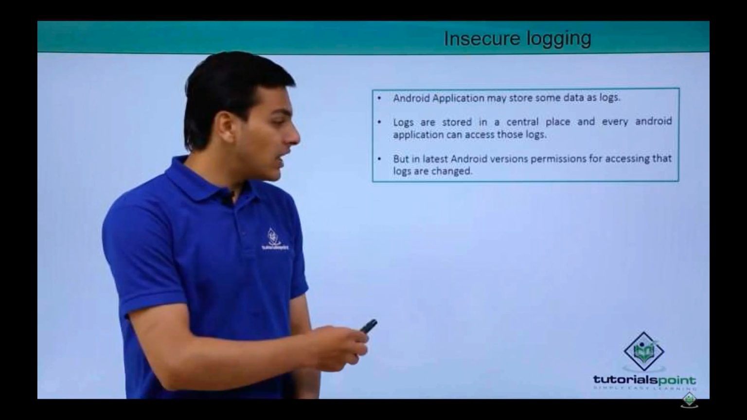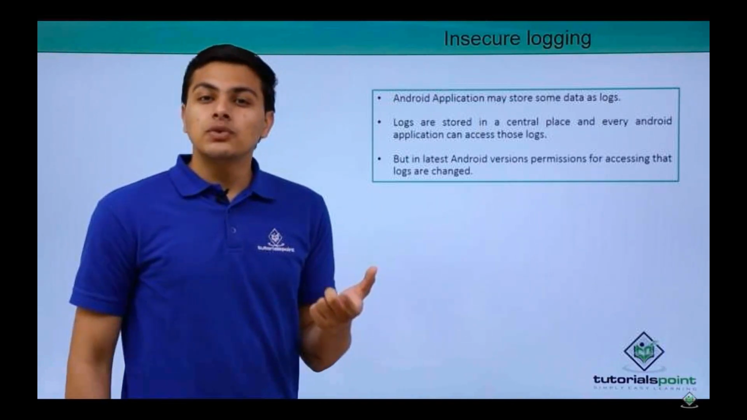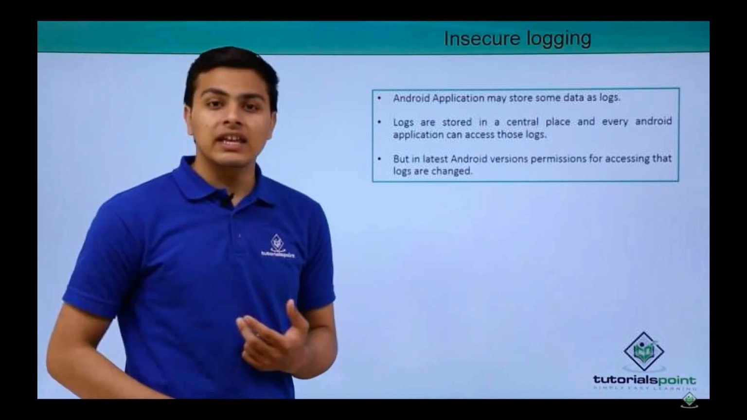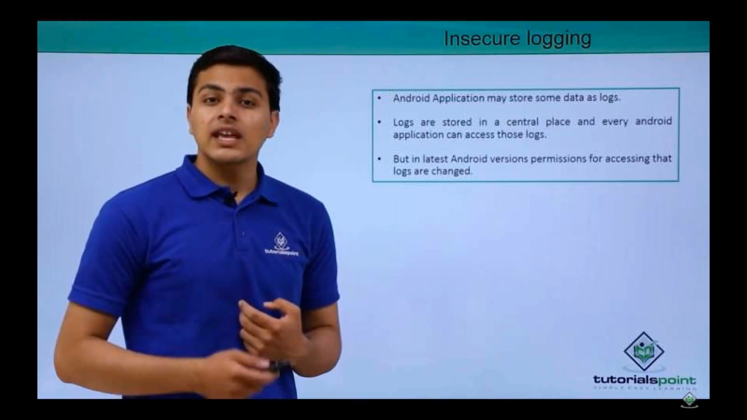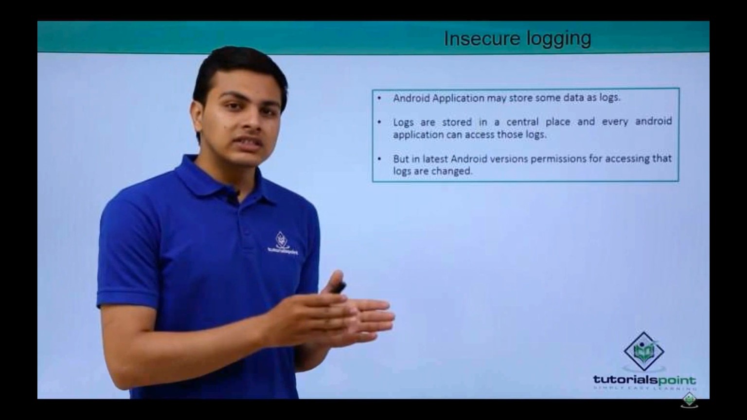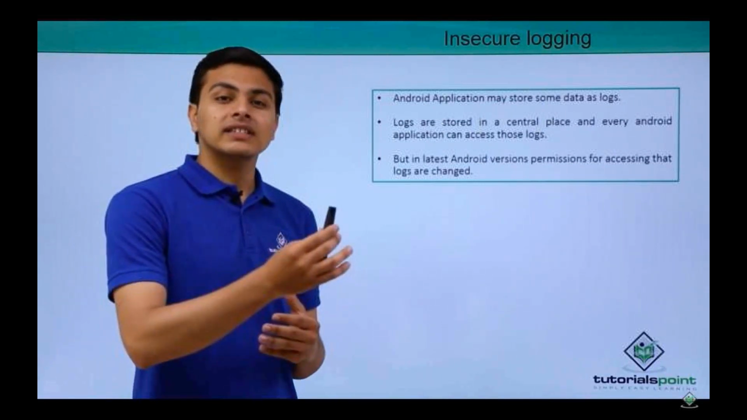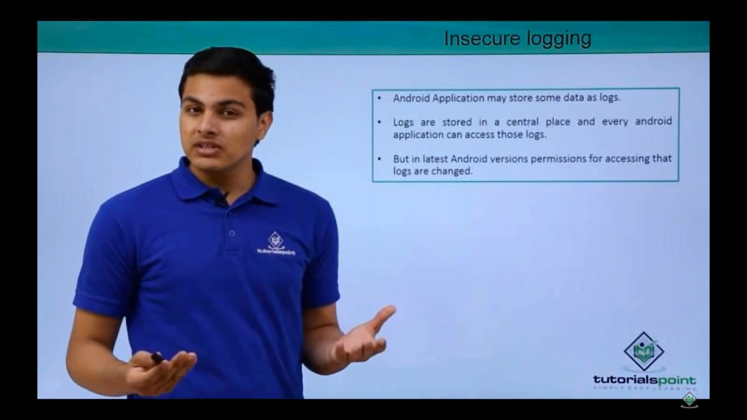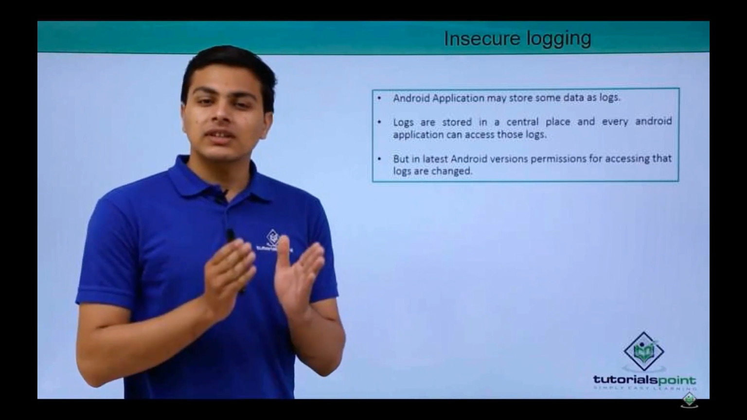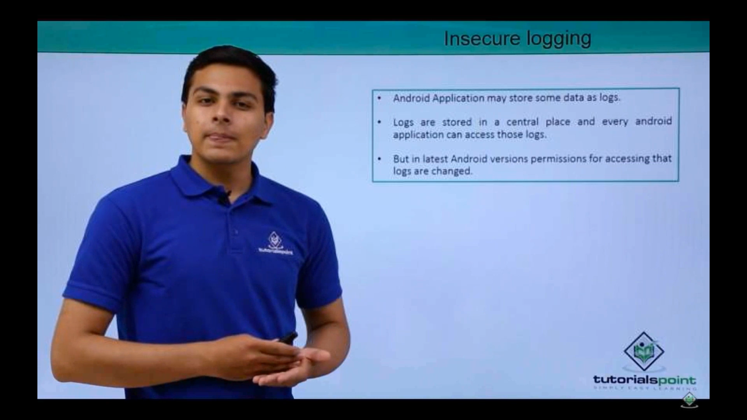If there is one Android application that is storing user sensitive information, that information might be an auth token, session ID, or cookies, even usernames and passwords. And if that application is storing that sensitive information in logs, then another application can also access that log and can steal our information. So this is the case of insecure logging, where our application stores sensitive information in the logs and another application can also access those logs.